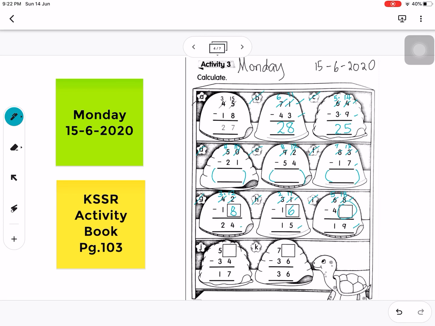J is a different scenario already. Because in J, we are looking for the top number, the missing number at the top. Remember, the top one for subtraction, the first number on top is the big number. It's bigger than the number taken away and the number left here. So to find the number on top, we need to add these two sets of numbers together.